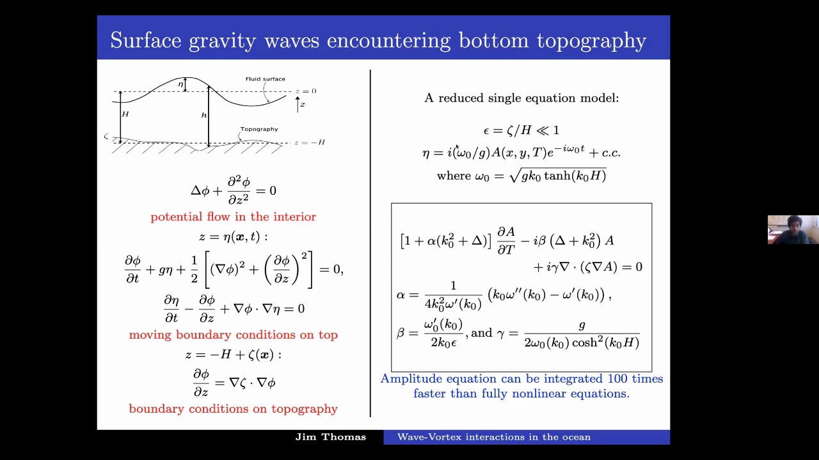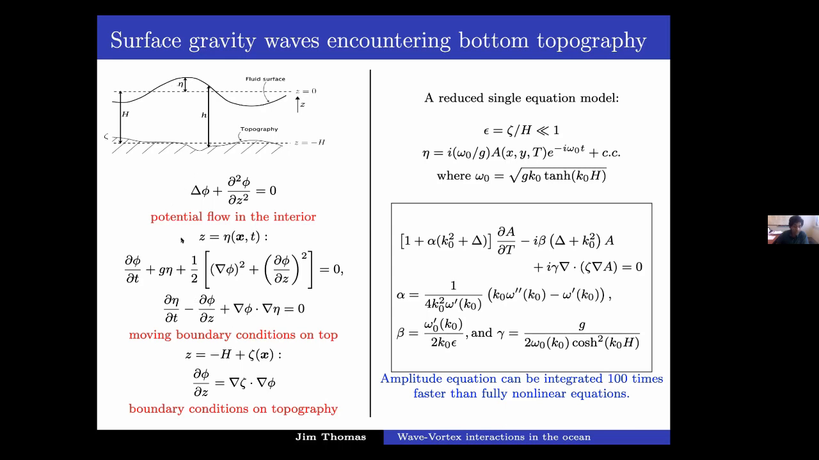So the nonlinear wave breaking, we are far from nonlinear wave breaking and turbulence. And if these conditions are satisfied, one can again derive an amplitude equation that looks like this. So A is the amplitude, and this is the term where topography refracts the wave field. And the advantage of this amplitude equation is for the problems where these conditions are satisfied, you can integrate this amplitude equation 100 times faster than the full set of equations. So that's a big advantage.